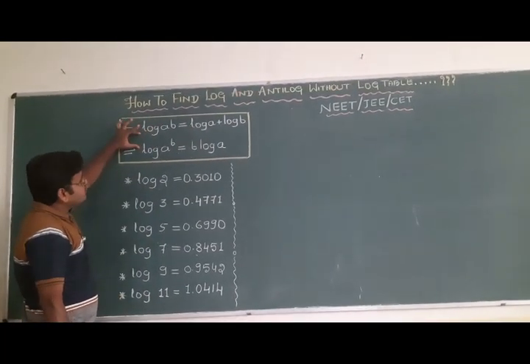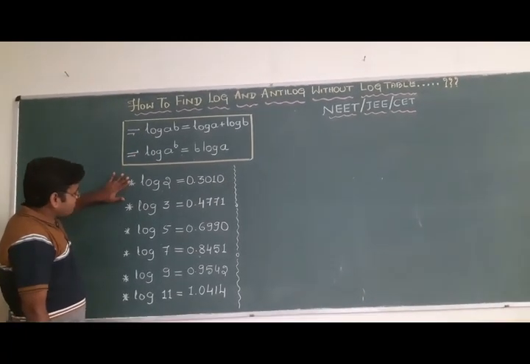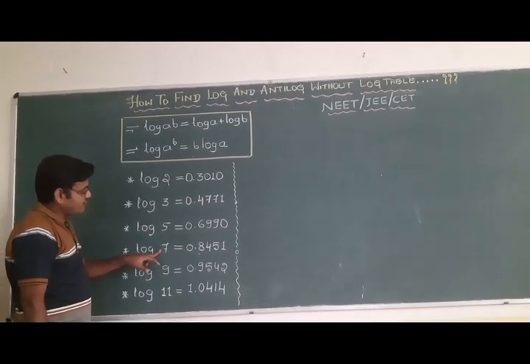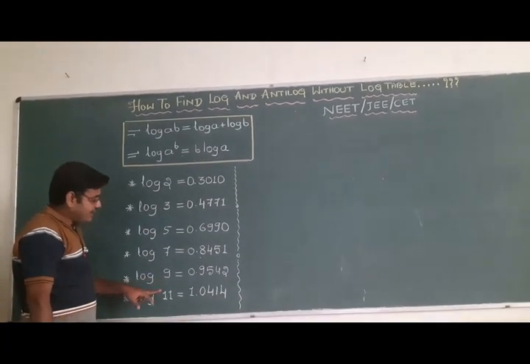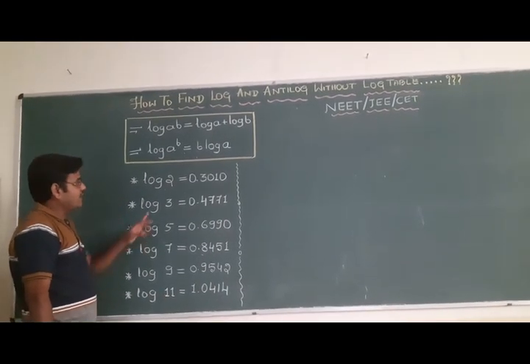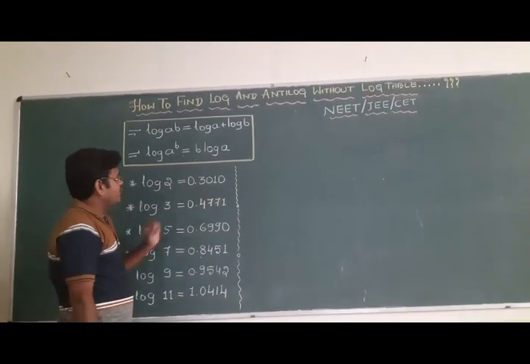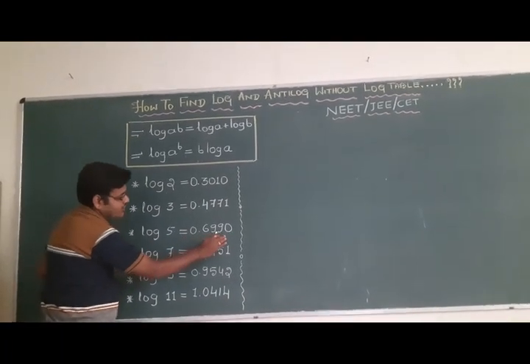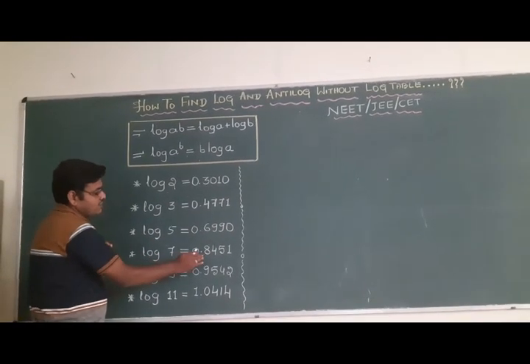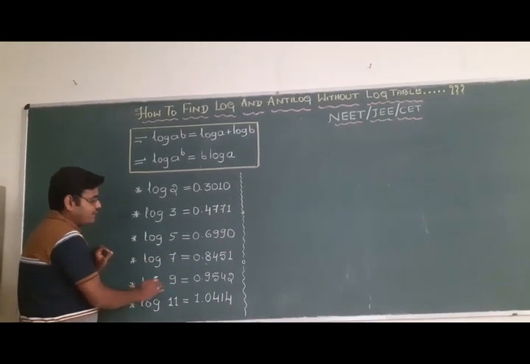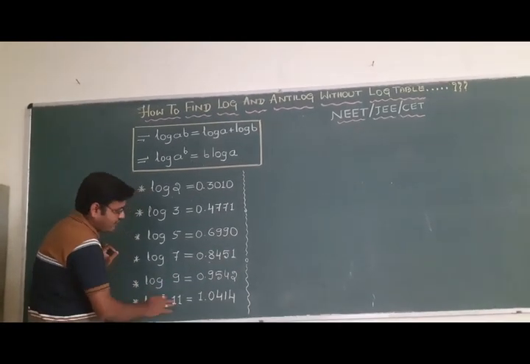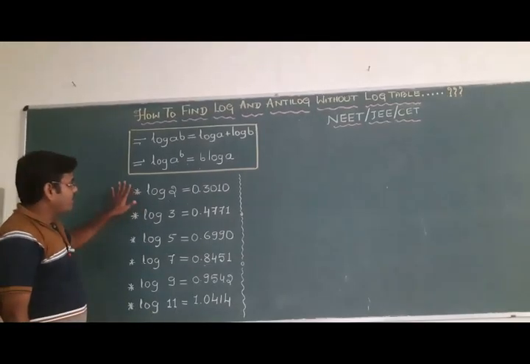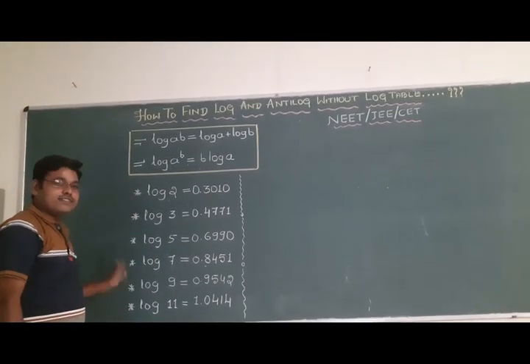In addition to these two simple logarithm laws, please remember these six values: log 2, log 3, log 5, log 7, log 9, and rarely log 11 is used. Log 2 equal to 0.3010, log 3 equal to 0.4771, log 5 equal to 0.6990, log 7 equal to 0.8451, log 9 equal to 0.9542, and log 11 is equal to 1.0414. So please remember these simple logarithm laws and these six values.